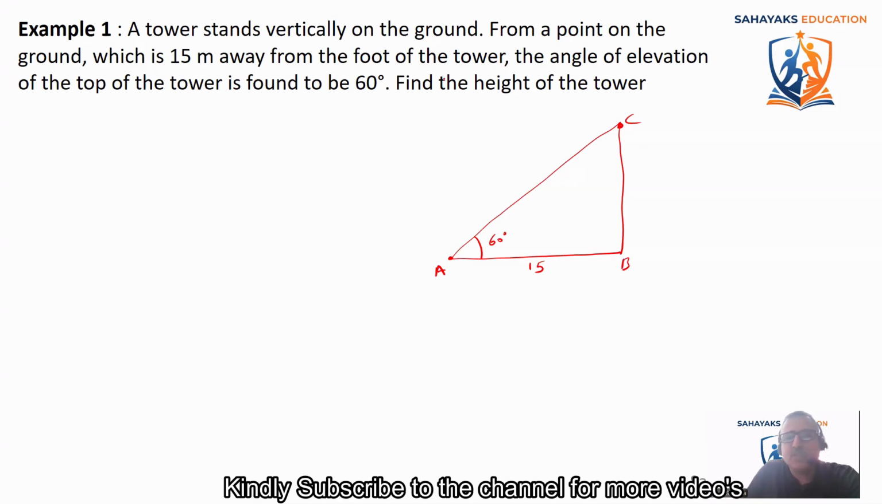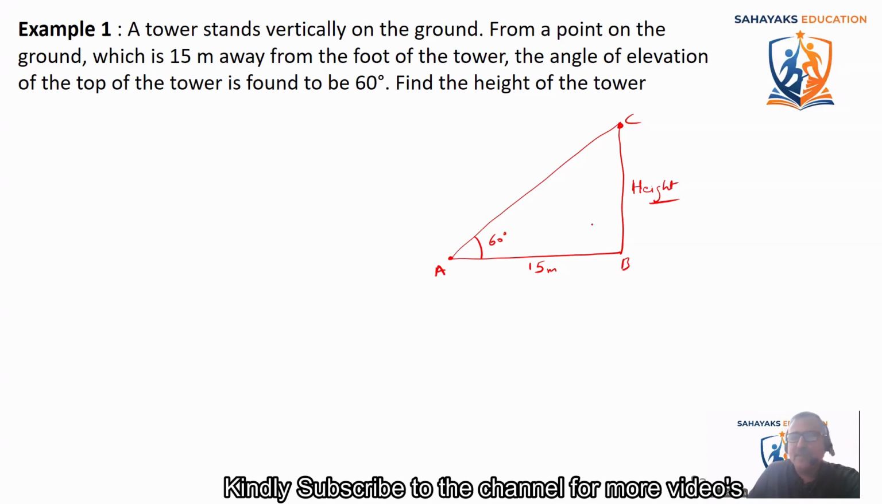A tower stands vertically on the ground, from a point on the ground which is 15 meters away from the foot of the tower. This is 15 meters away from the foot of the tower. The angle of elevation of the top of the tower is found to be 60 degrees. Find the height of the tower. You have to tell the height. Height means you have to find BC. I'll just write height.